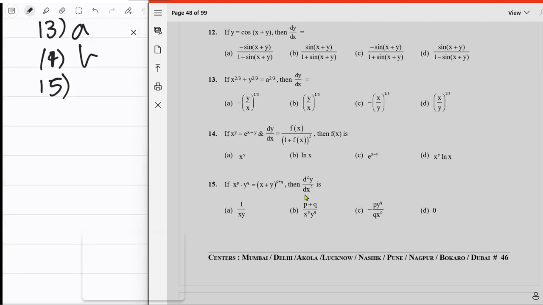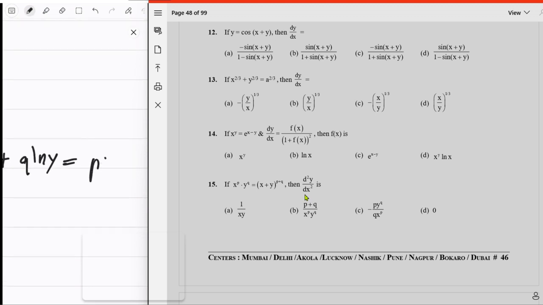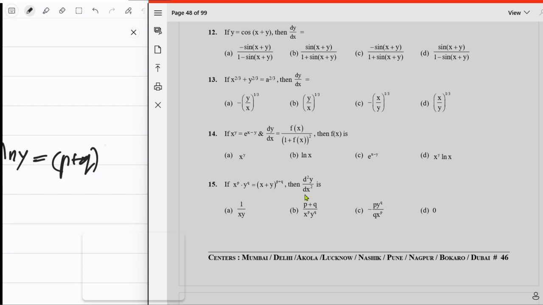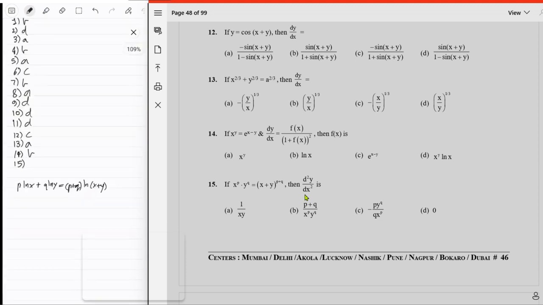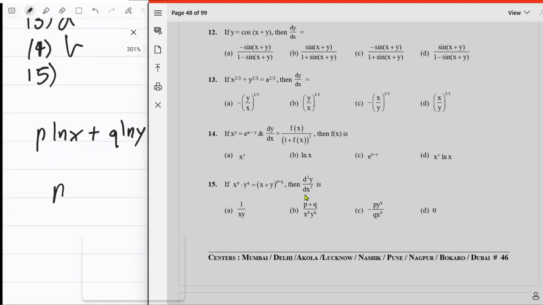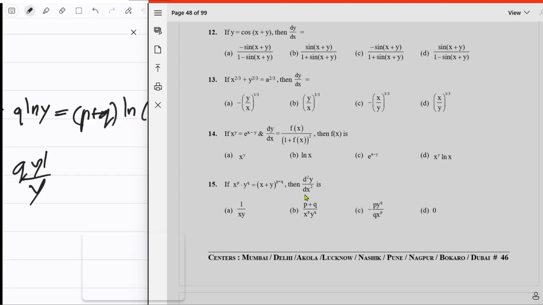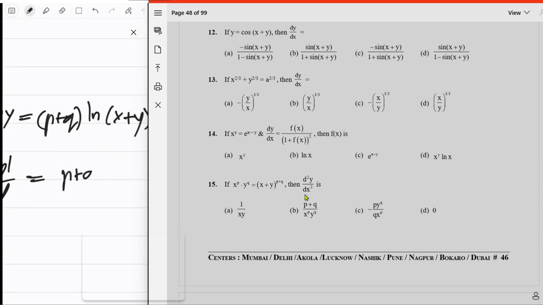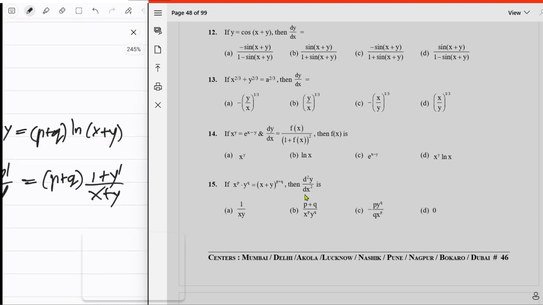Take the natural log first of all, which gives p natural log of x plus q natural log of y is equal to p plus q times natural log of x plus y. And now differentiate. So what you will get is p upon x plus y dash, also q y dash upon y actually. That will be p plus q over x plus y, and then you have 1 plus y dash. Sure. And what do you want?